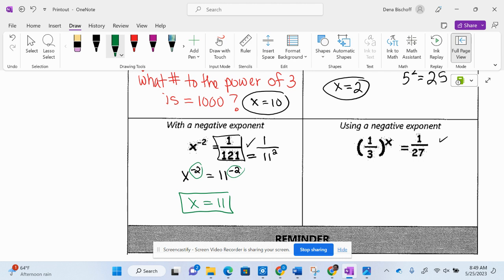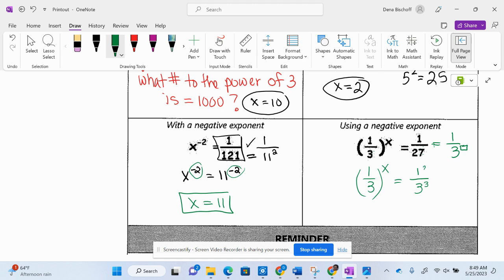For this one right here, you have to think about 1/3 to some power. Let's figure out a way to write 1/27 as a power of 1 over 3. So 3 to what power equals 27? Well, what's 3 to the first power? 3. Okay, what's 3 to the second power? 9. What's 3 to the third power? So this is the same thing as 3 to the third.